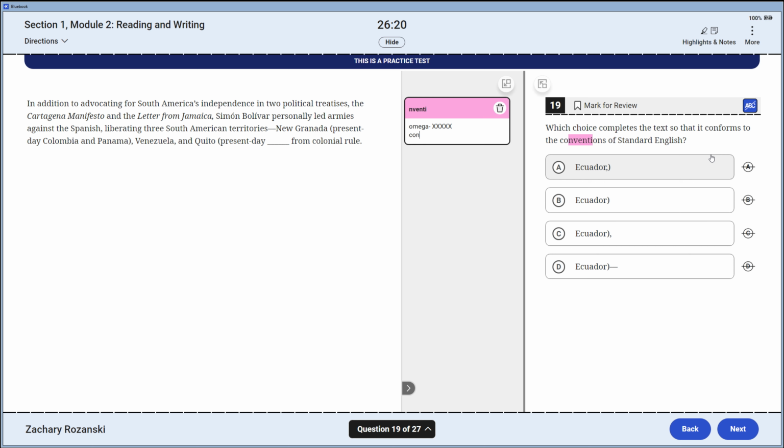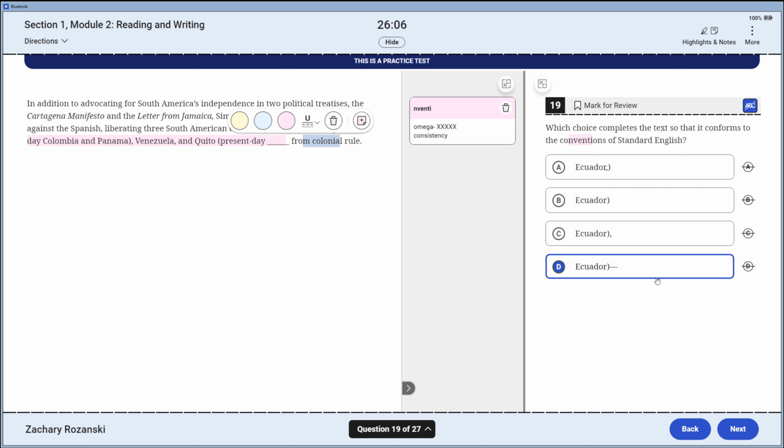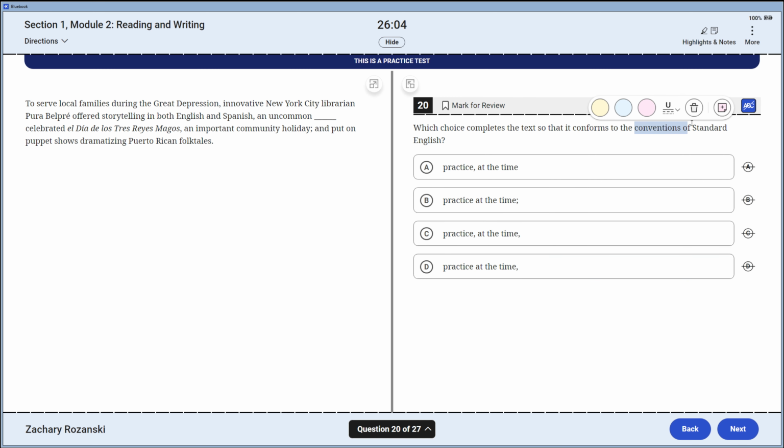Conventions. Let's look for our omega considerations. Ain't none of them. Let's look for consistency. Lists and bridges. Let's go after our dash since there's no semicolon. Dash to dash. I like that the thing underneath the dash describes the territories. I'm going to read over the dash. Liberating 3 South American territories from colonial rule. Based. I love it. I'll pick it.